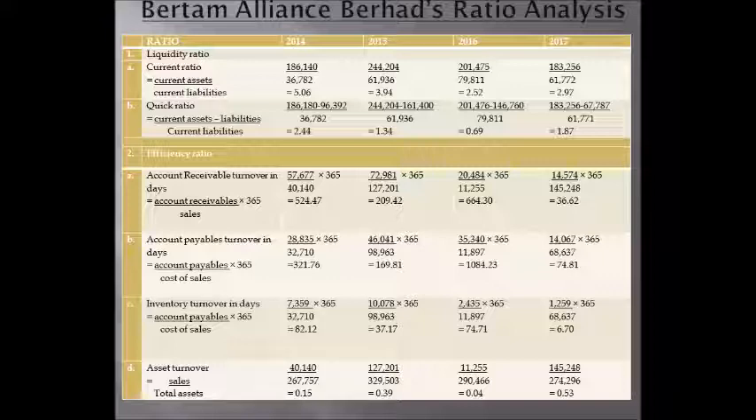Inventory turnover shows that 2017 has better performance than the other years, and asset turnover shows that 2017 is better compared to 2014, 15 and 16. So we can conclude that the firm's efficiency in 2017 is better in utilizing its property, plant and equipment.